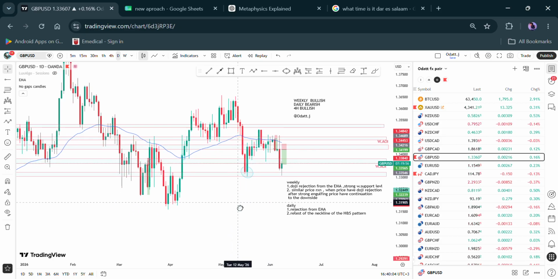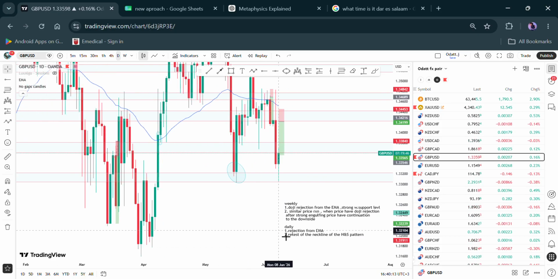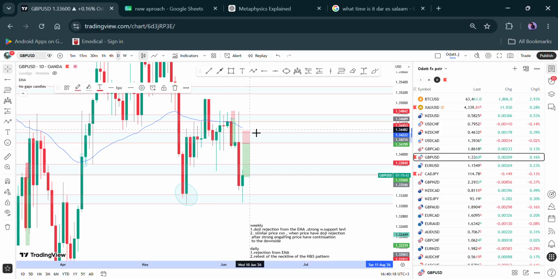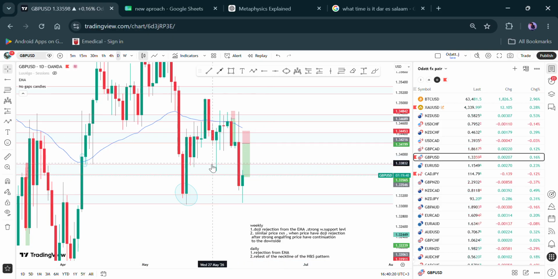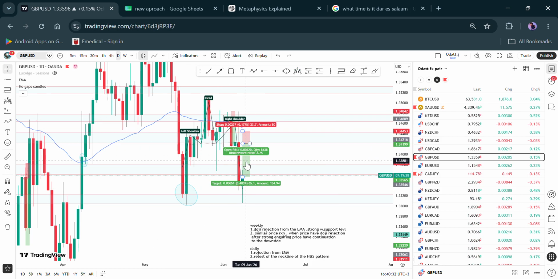GBP USD also has two things over here. There is a counter trend setup upcoming. I'm waiting; the highest probability trade is here, a retest of the structure point over here. That will be a rejection from the EMA, and also a retest of this neckline of the head and shoulders, left shoulder, head, right shoulder. Though the trade actually played last week, I didn't manage to take it.